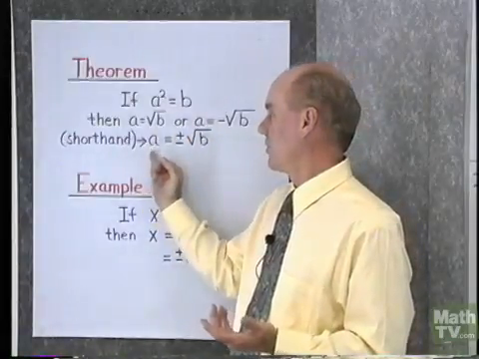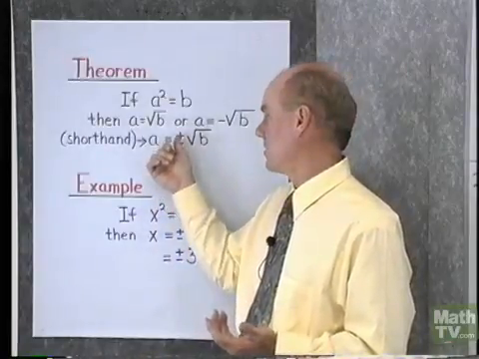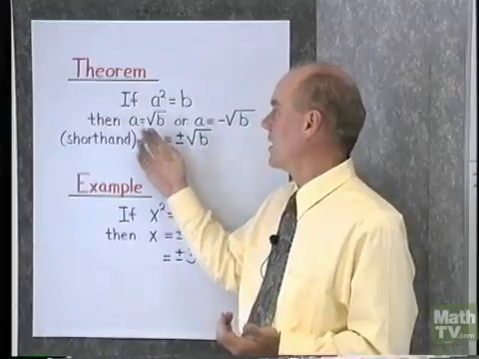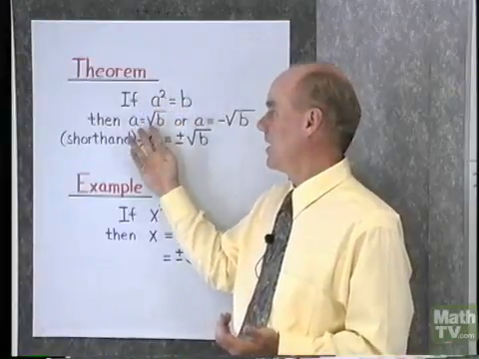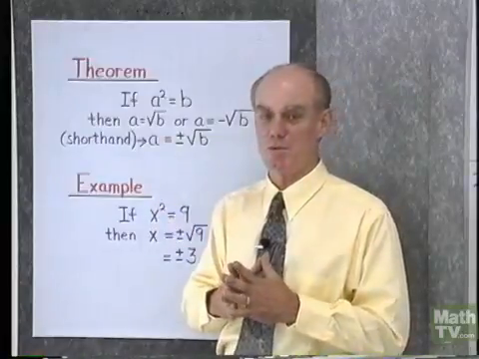We have a shorthand way that we write that as a equals plus or minus the square root of b, meaning the positive or the negative square root of b. So if a squared is equal to b, then a itself must be either the positive square root of b, or a is the negative square root of b.